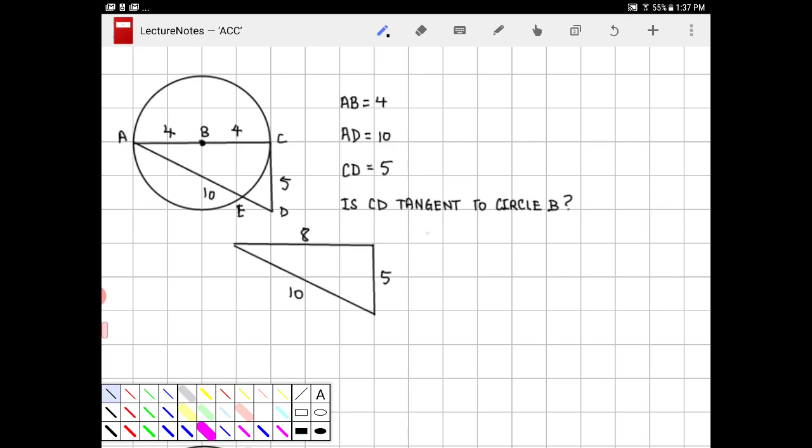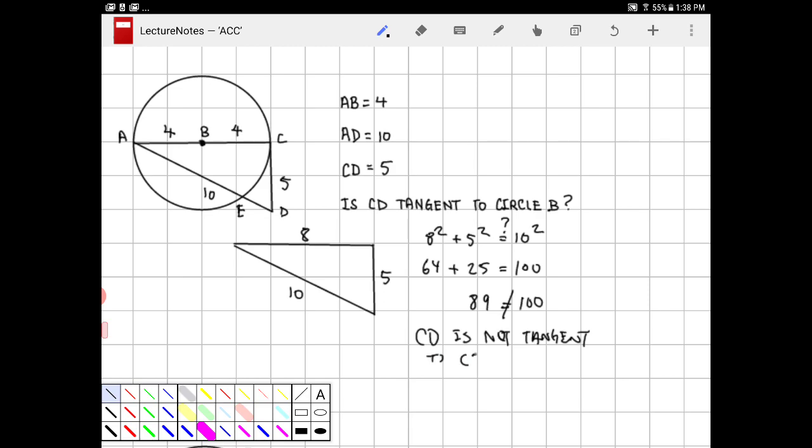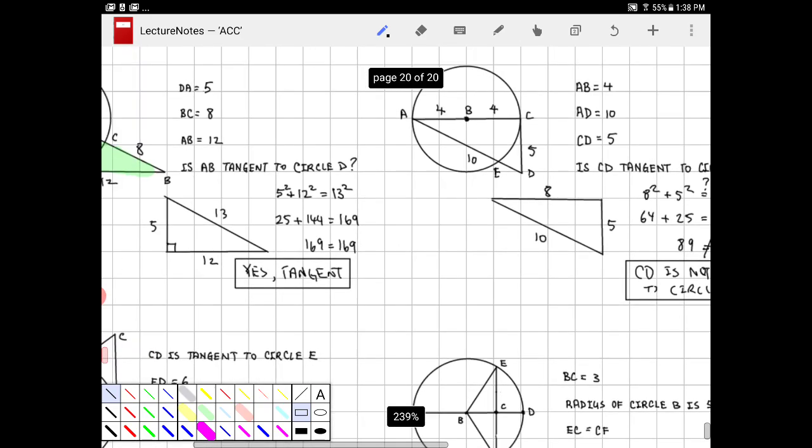So let's see. I have 8 squared plus 5 squared. Will it in fact equal 10 squared? Let's see. So 8 squared, that's 64. 5 squared is 25. And 10 squared is 100. And as it turns out, no, they're not the same. So therefore, I say that CD is not tangent to circle B. So this is the conclusion that we can draw as a result of this. Let's move on to the next one.